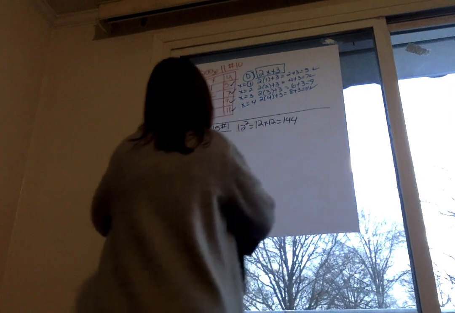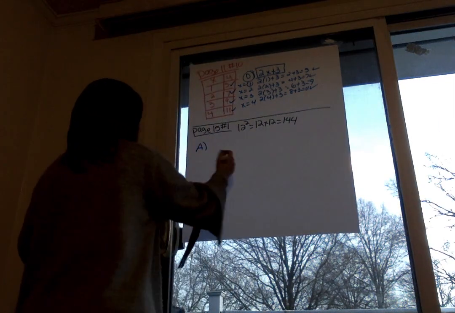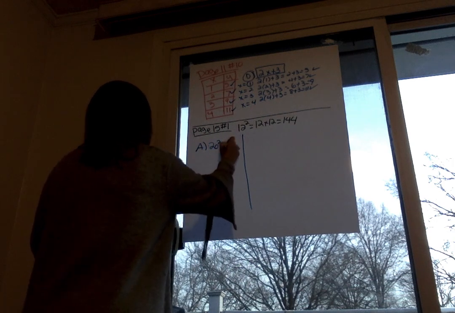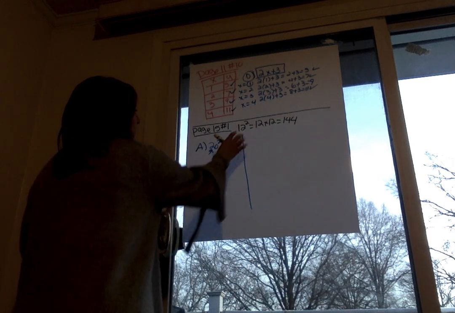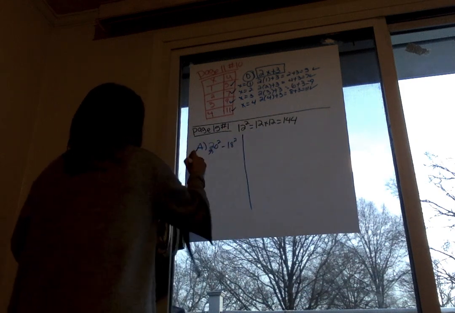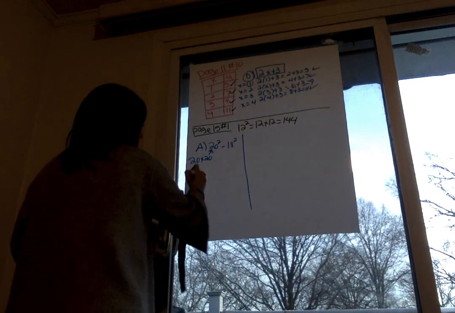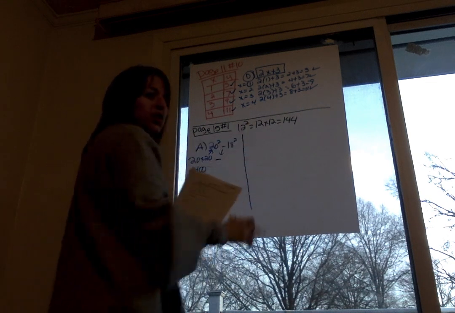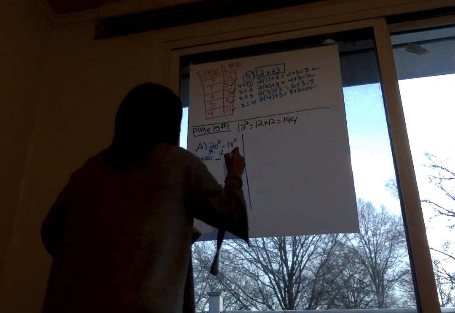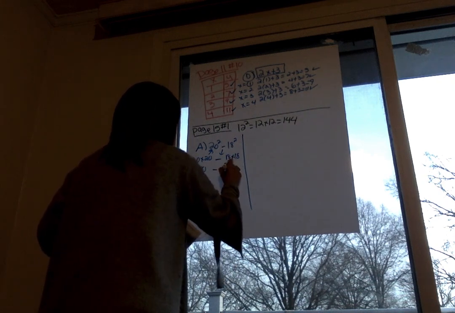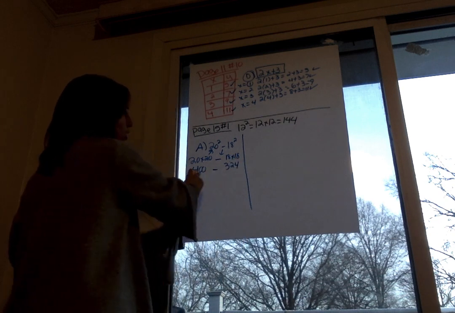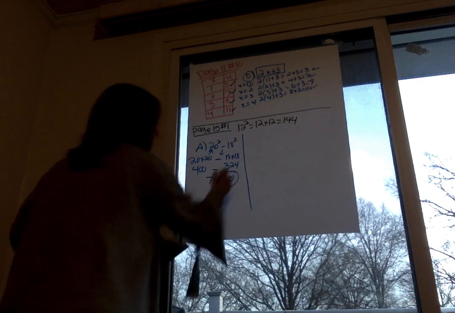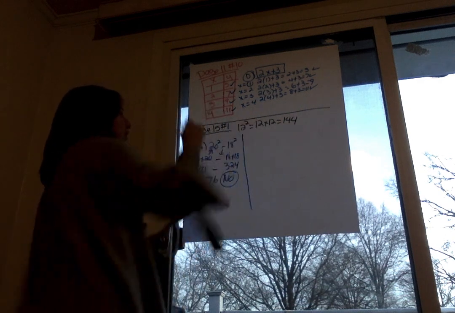So let's look at A, for example. Problem A. Okay? We have 20 squared minus 18 squared. We know that if 12 squared is 12 times 12, 20 squared is 20 times 20, which is 400. We're now going to subtract. Again, 18 squared is 18 times 18, which is 324. When I subtract 324 from 400, I get 76. So A is a no-go. It's not equal to 144, which is 12 squared.